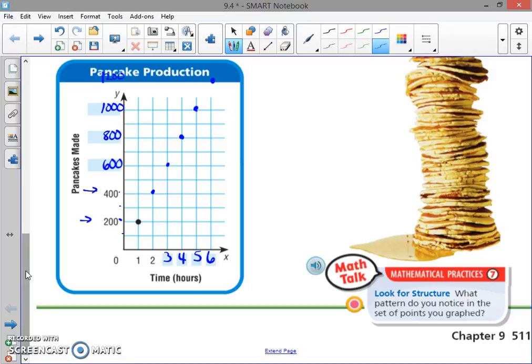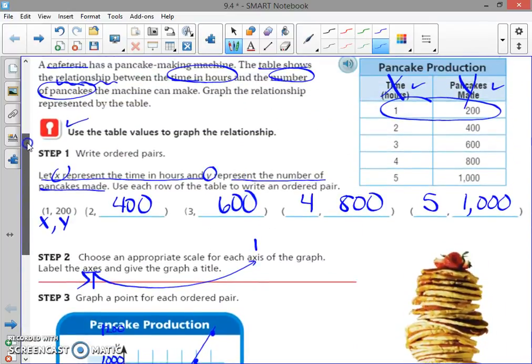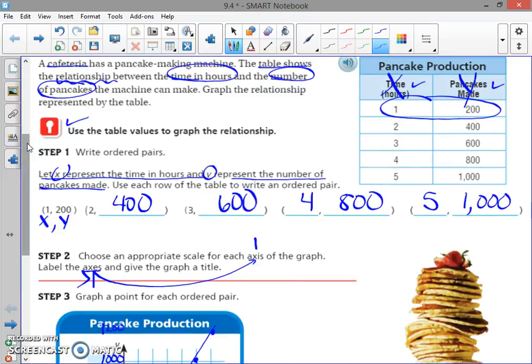And of course, they form a straight line because if you look and you put these into fractions, 1 over 200. 2 over 400 reduces to 1 over 200. 3 over 600 reduces to 1 over 200, and so on. So all these ratios are equal. That's why you get the straight line on the graph.